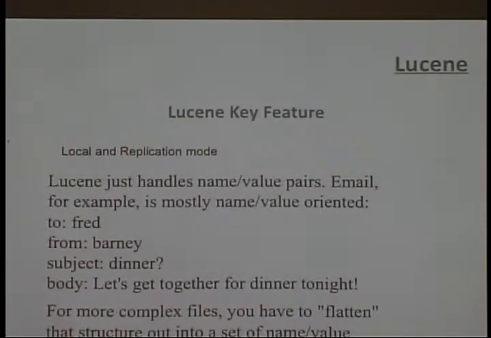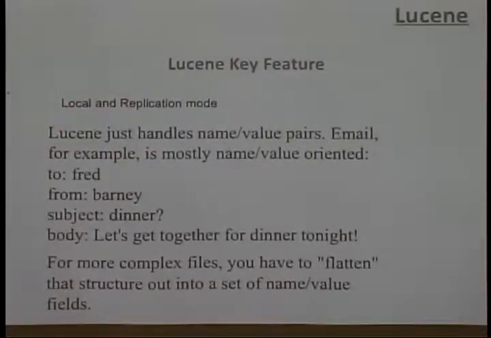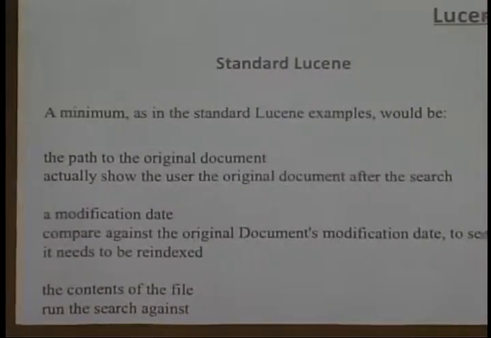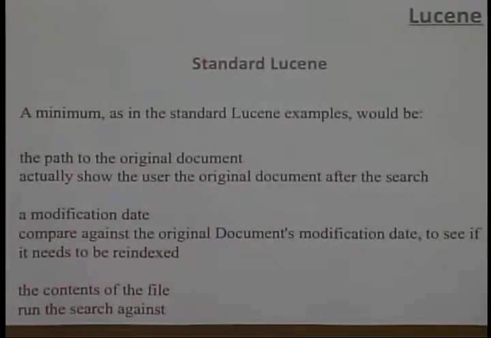Yeah, so the key features: environment, subject, body. So this just handles name-value pairs. Email, for example: to, from, subject, body, yeah? And so this is the kind of document that we were talking about. So once things become structured, then it's easier to process, right? So then when it comes to scale, yeah. Then the minimum, as in the standard example, would be the path to the original document, modification date, content date, so kind of more advanced features.